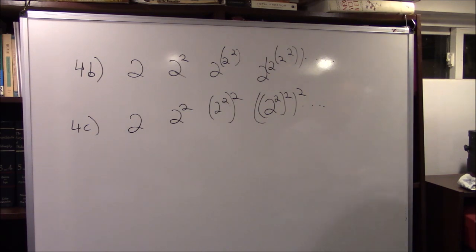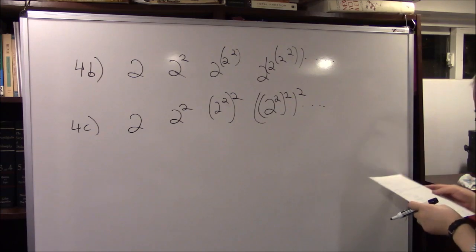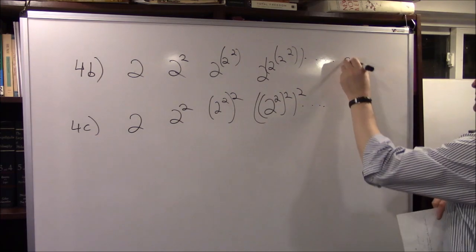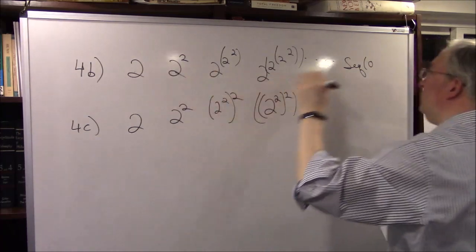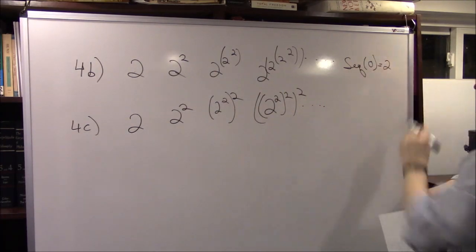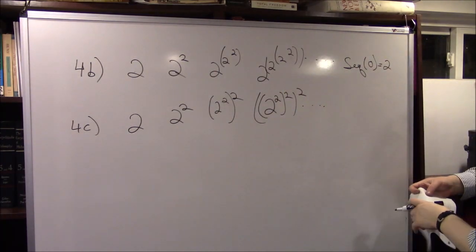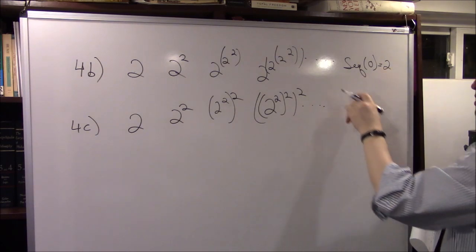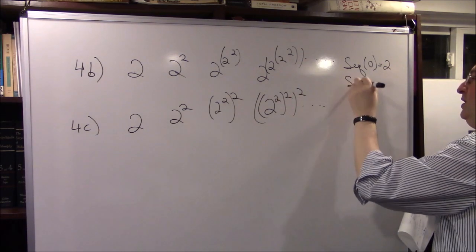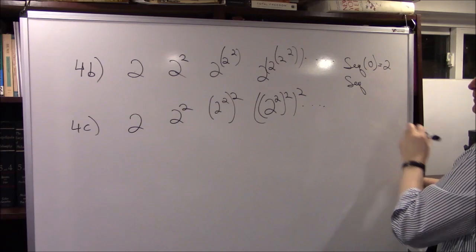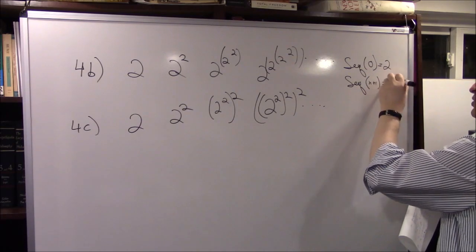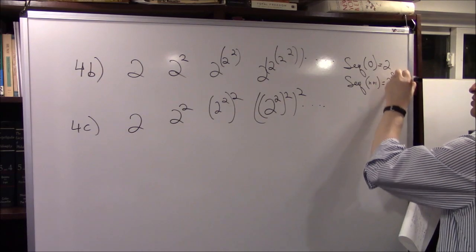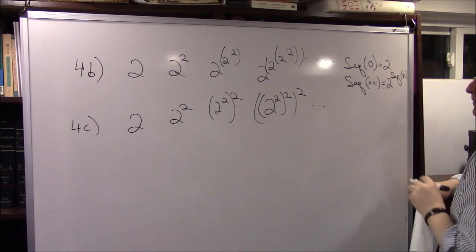Recurrence definitions for these things. And it's not hard. It goes as follows. SEQ of 0, the 0th one, is equal to 2. Okay? And what do you do next? SEQ of n plus 1 is equal to 2 to the SEQ of n.